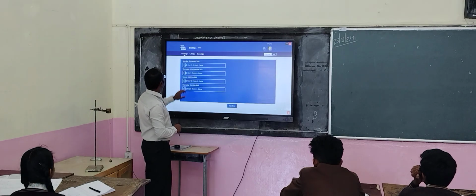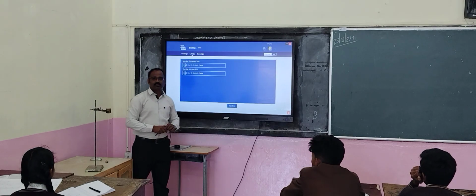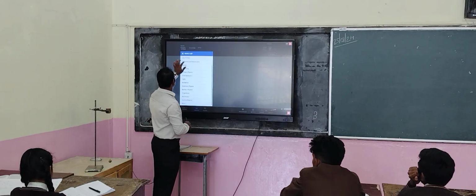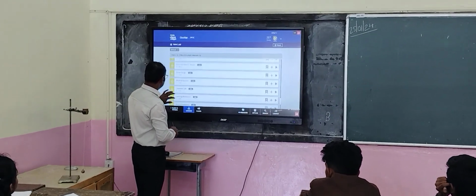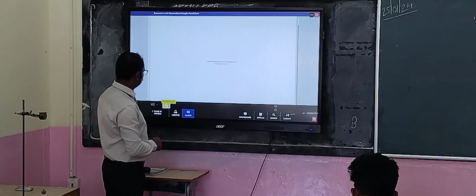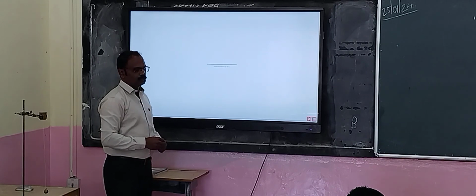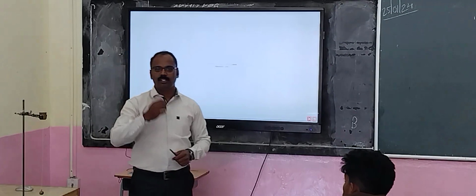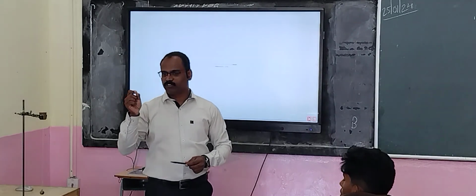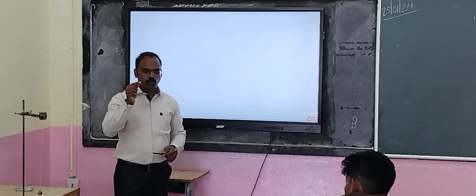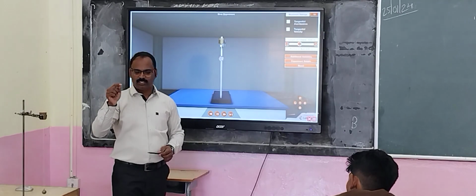Now we are going to just do some experiments from the lab books. Okay. So this is based on the simple pendulum. So just remember the equation for the time period of the simple pendulum, which is 2 pi root of L by g.